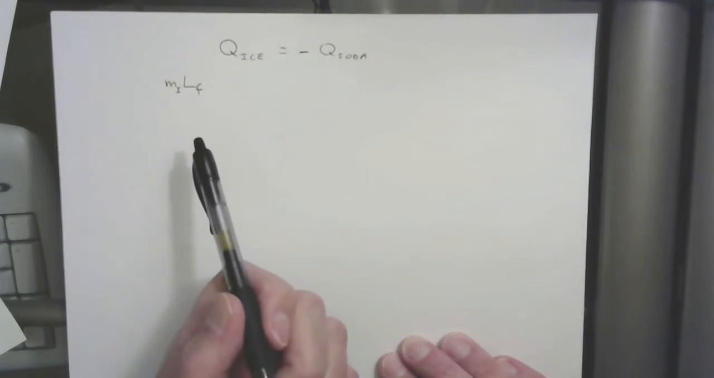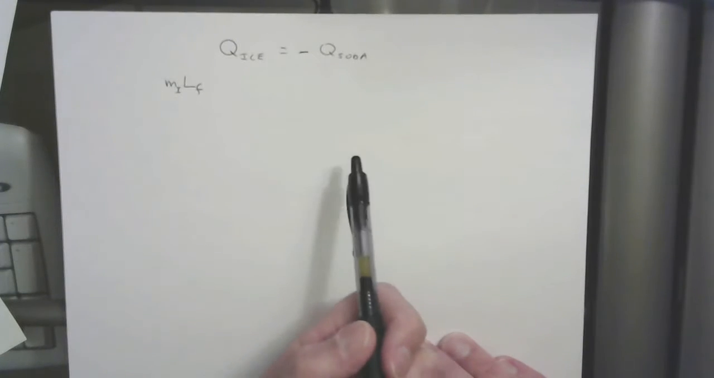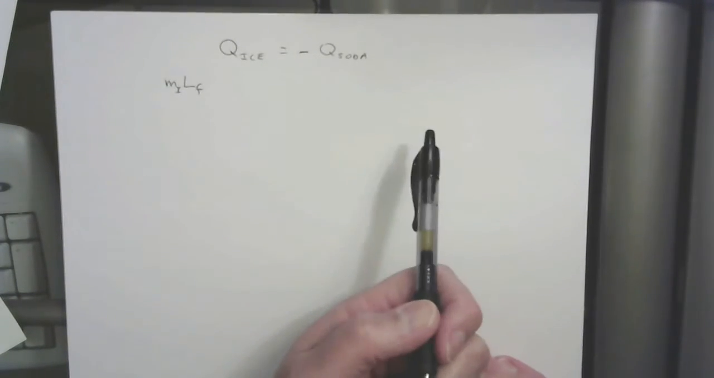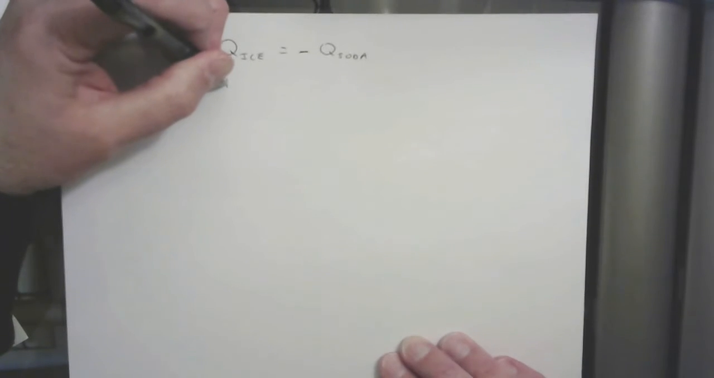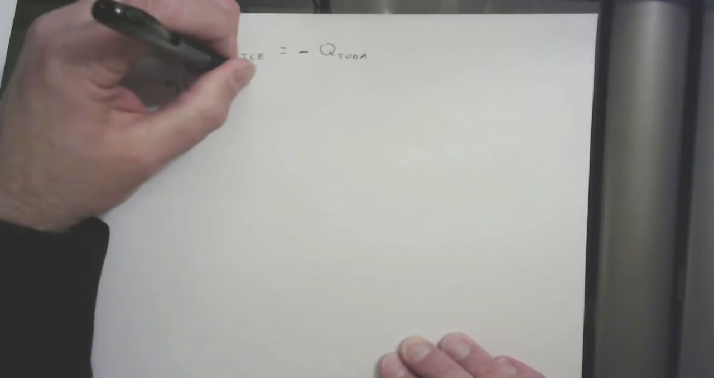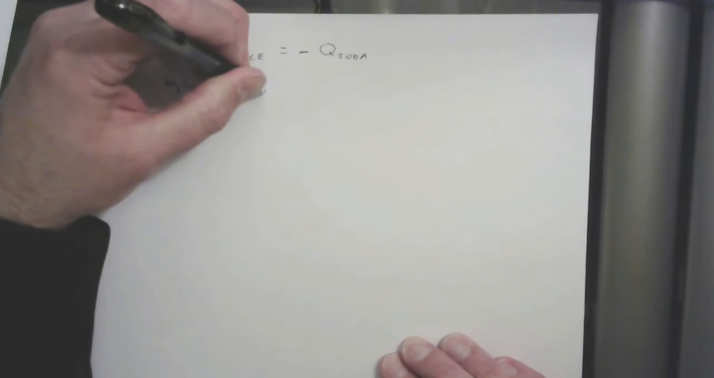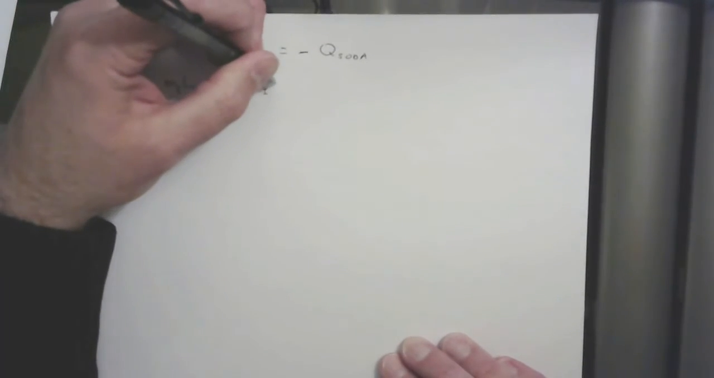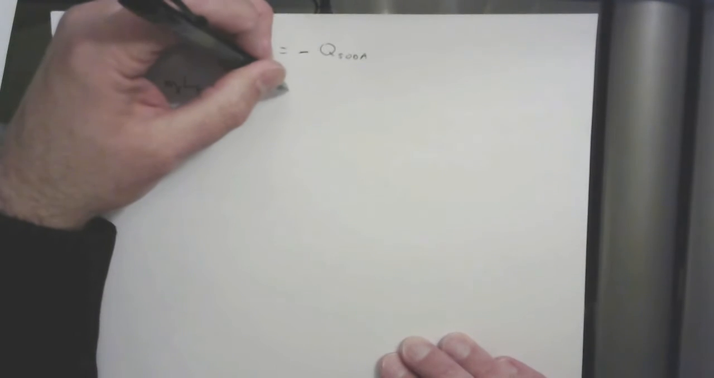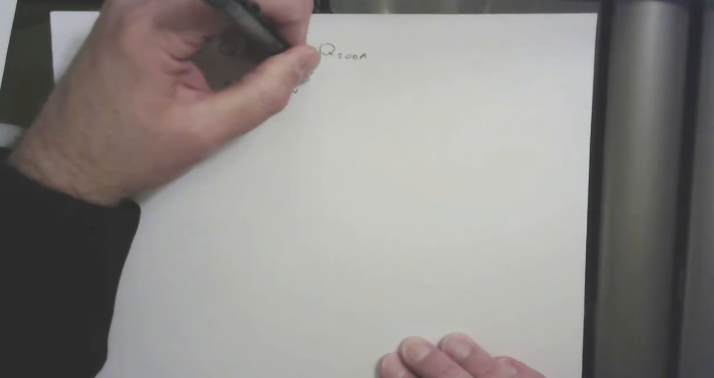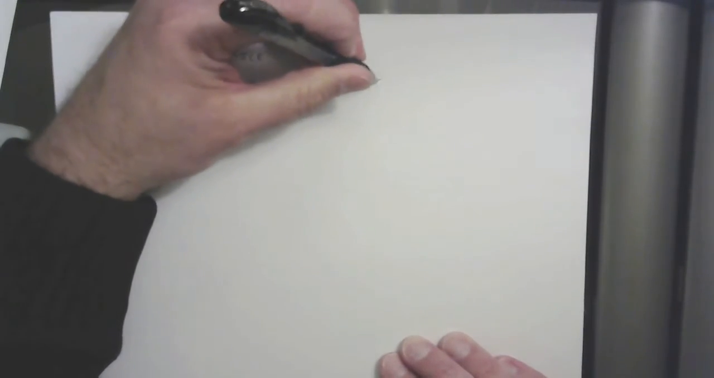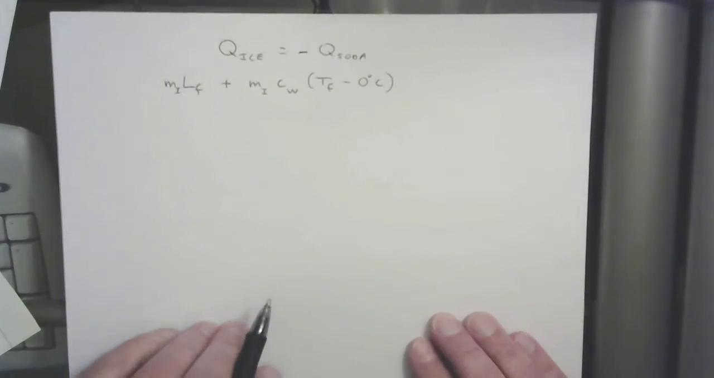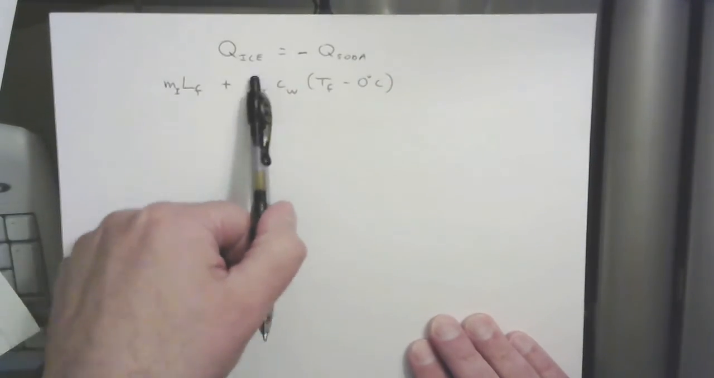And then what the problem statement implies is that the ice will melt all the way, and then it will warm up and reach some final equilibrium temperature. And so you add to this the normal delta T formula. So mass times the specific heat of water times the temperature change, which would be T final minus T initial. In this case, we know that is 0 Celsius. All right, so that's that side.